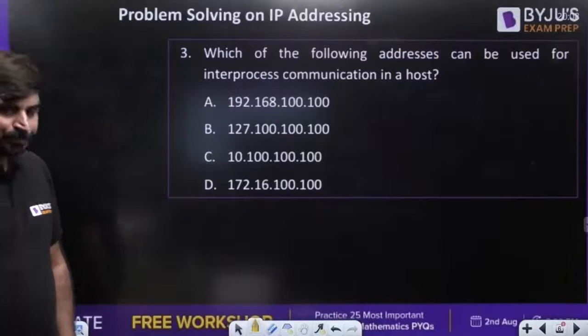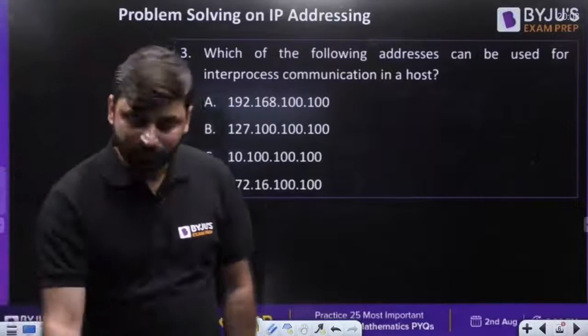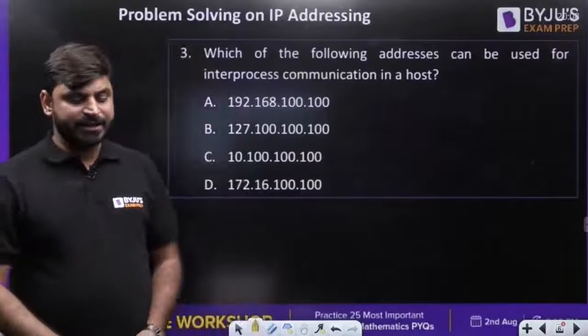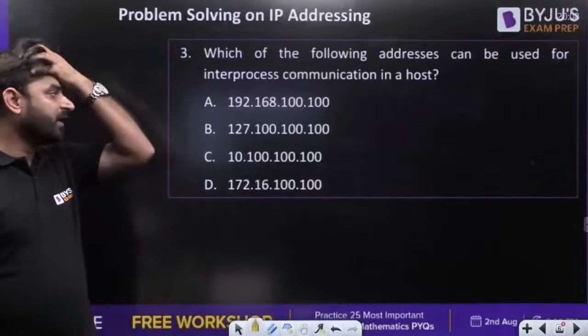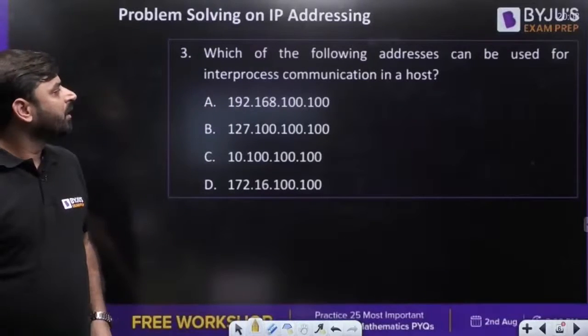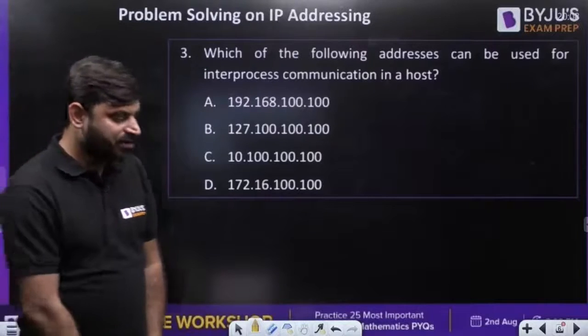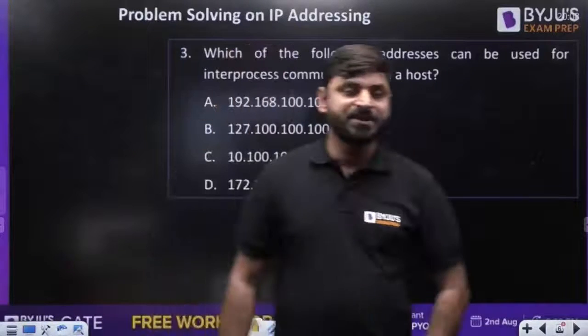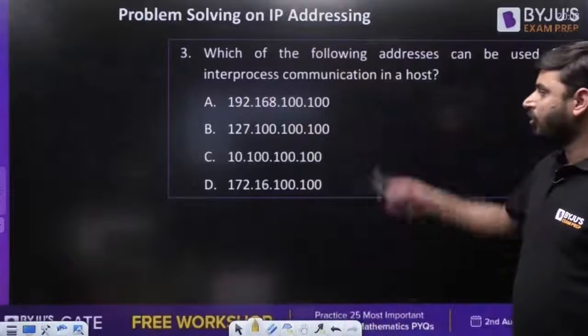Question number 3. This is question number 3 that you can see. Which of the following addresses can be used for inter-process communication in a host? Option A, option B, option C, option D. Four options are given here.